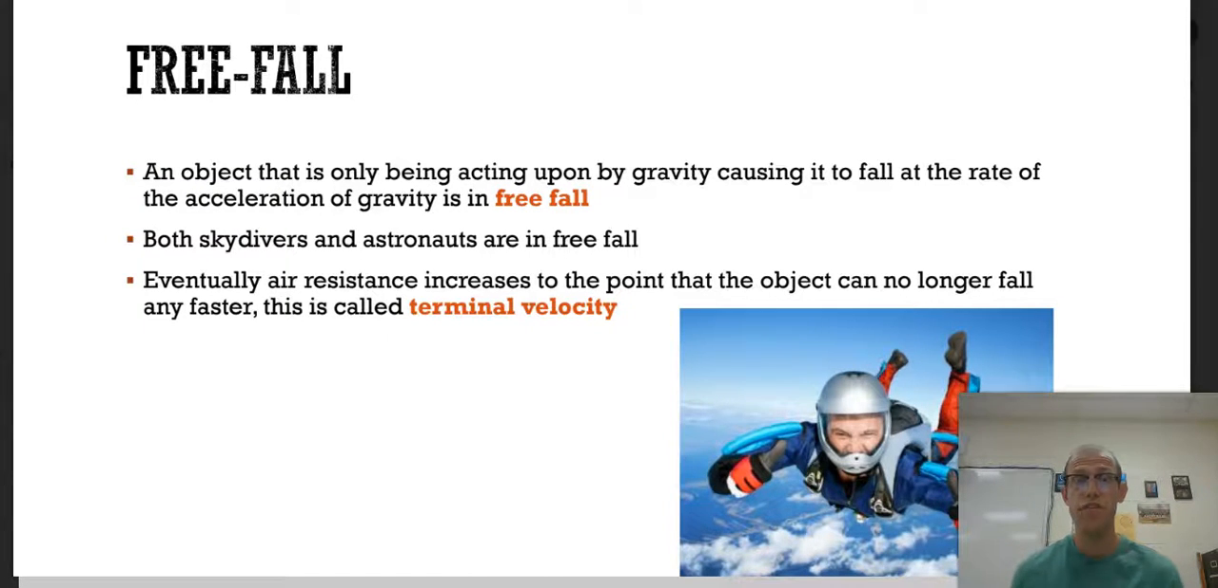And you're going to continue to get faster until the air resistance, the upward force, actually meets and increases to the point where it matches the gravitational force. And that is when you reach terminal velocity.